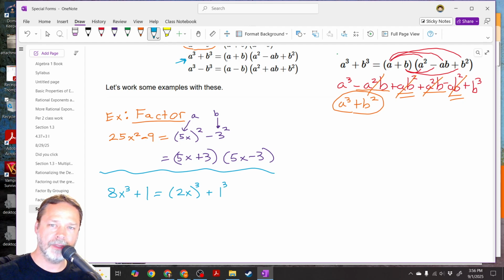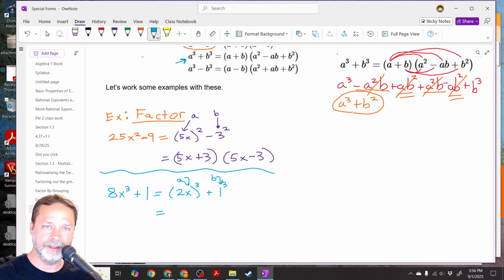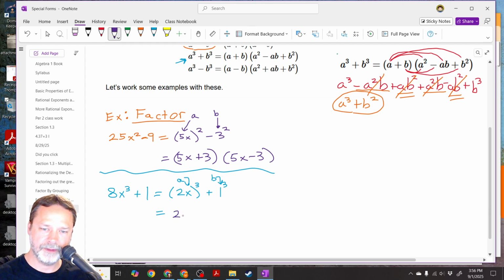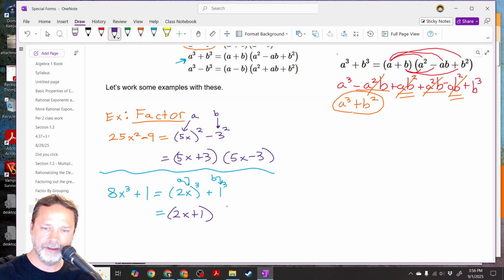So I know my a, I know my b, now I can just plug it into this formula. A is 2x, here's my a right there, and here's my b right there. My b is 1. So I have a plus b first, so 2x plus 1. Then I have my a squared minus ab plus b squared. So a squared, which is 2x squared, minus ab, so minus 2x times 1, plus b squared, so plus 1 squared.